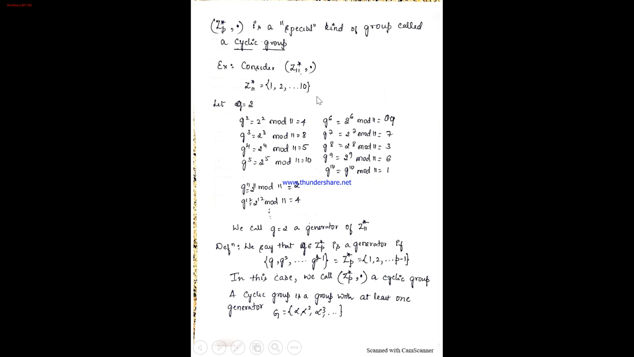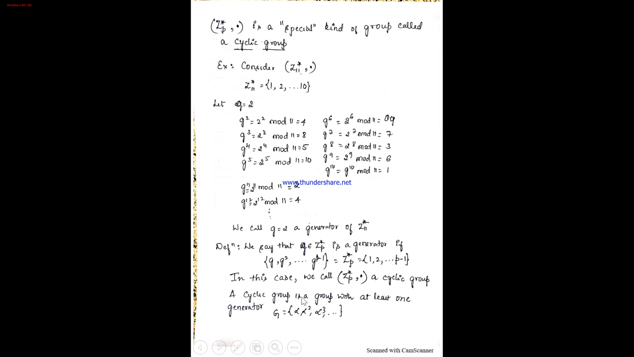This set, initially I proved it as a group. When it has at least one element which can generate back all the values present in the set, I'll call it a cyclic group. So that set is called a cyclic group. Here there are two things: one is the cyclic group, the other is the generator. This generator plays a very important role. Please remember the concept of generators.